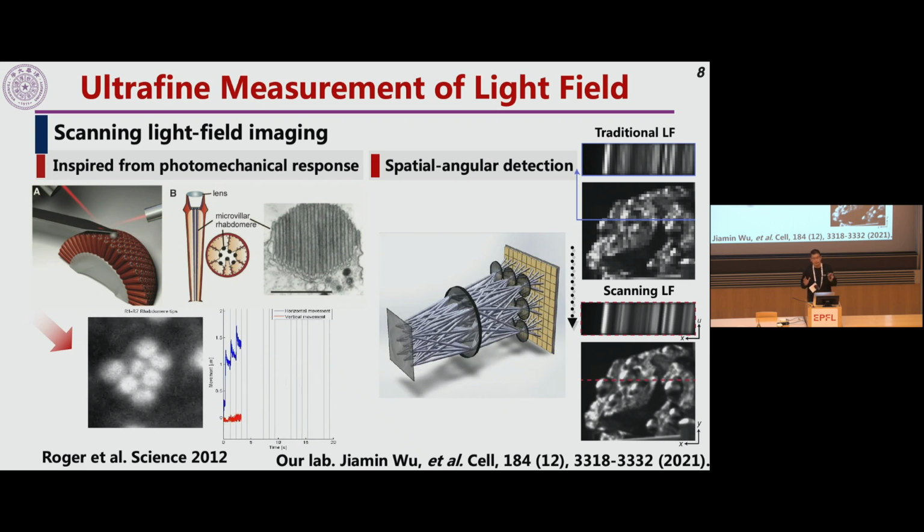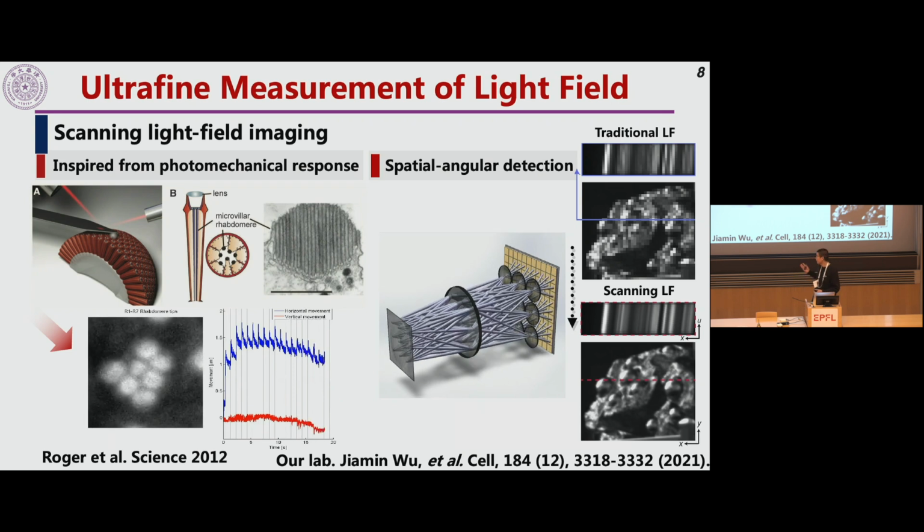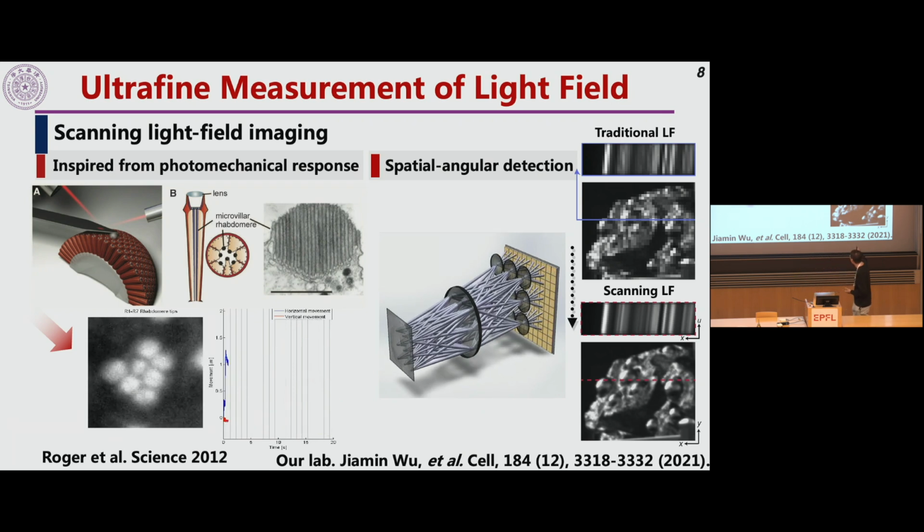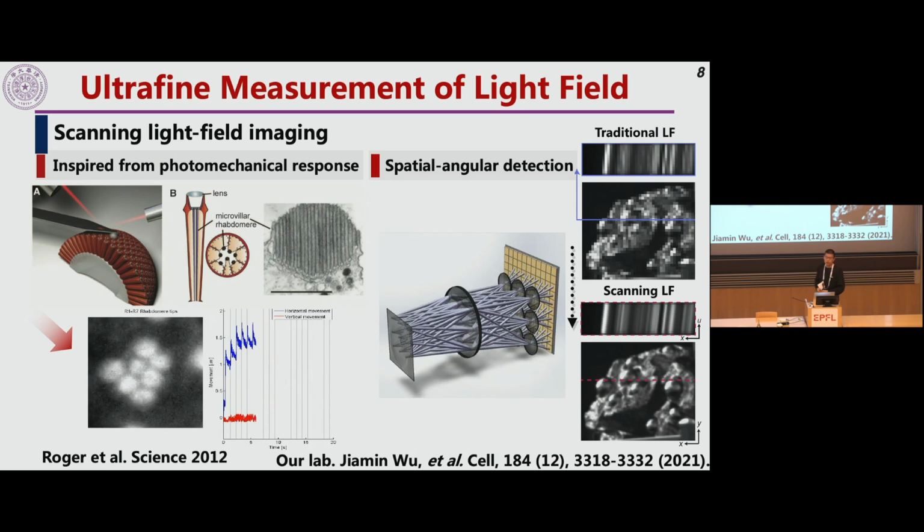So we find that this kind of drifting is very important to increase the resolution of light field imaging or the compound eyes. So we apply this technique in light field microscopy. We make the microlens array drift at high speed, and we find it really can increase the spatial resolution of traditional light field microscopy up to the diffraction limit, with still high angular resolution.